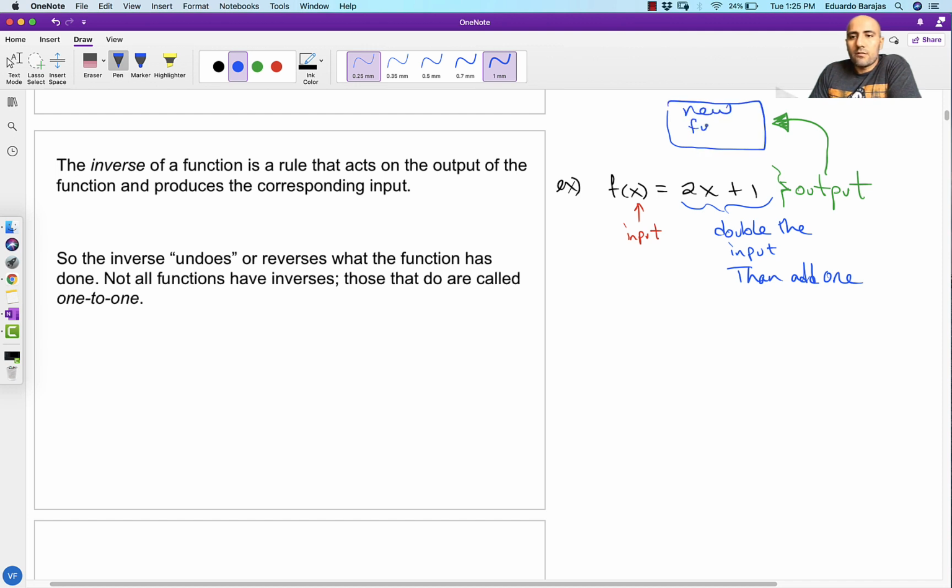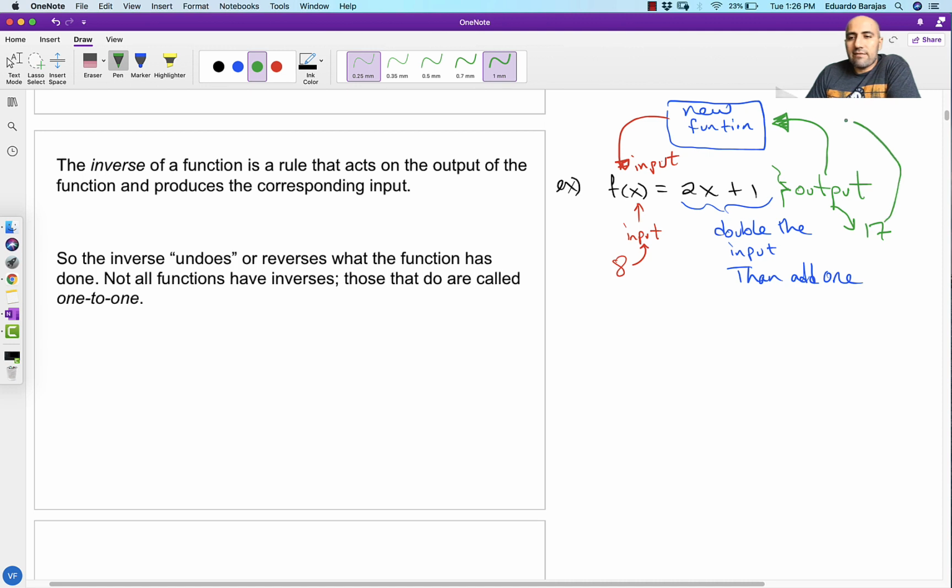Such that when you input this output into that new function, it'll bring you right back to where you started, giving you the same input. To pick a number for this process, let's say I input an 8. This function is going to double it and then add 1, so that'll be 16 plus 1. The output of plugging in an 8 should be a 17.